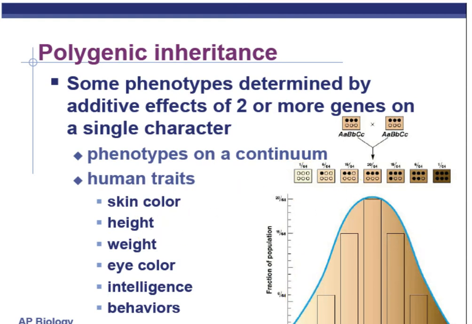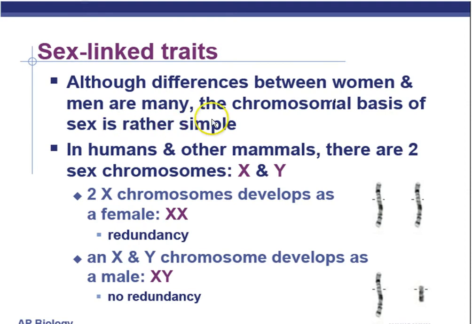A lot of human traits are polygenic, where there's more than one gene that affects a single characteristic, and here's a list of some of them. We have sex-linked traits that are on the X chromosome. Now, there are some problems that could happen with the Y chromosome, but the Y chromosome doesn't have that much genetic information to begin with. So it's usually the X chromosome that has problems. So sex-linked traits are usually also called X-linked traits.